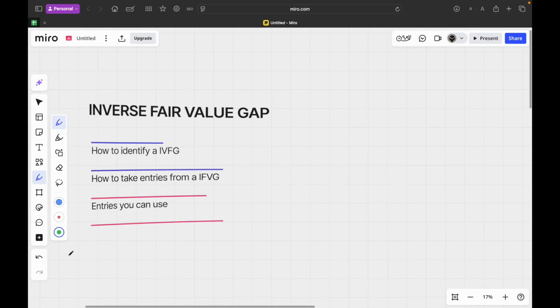In this video, I'm going to show you how to identify an inverse fair value gap, how to take entries from an inverse fair value gap, and different entry models you can use.